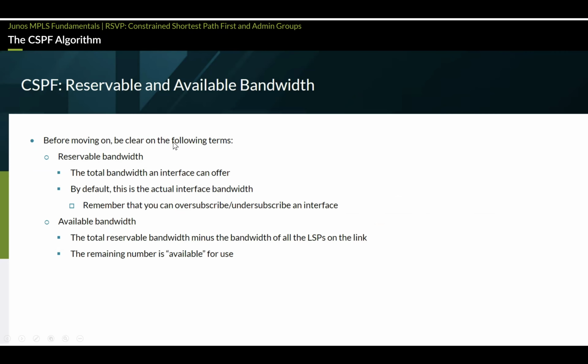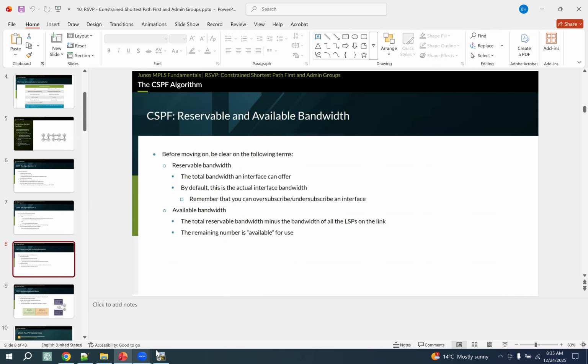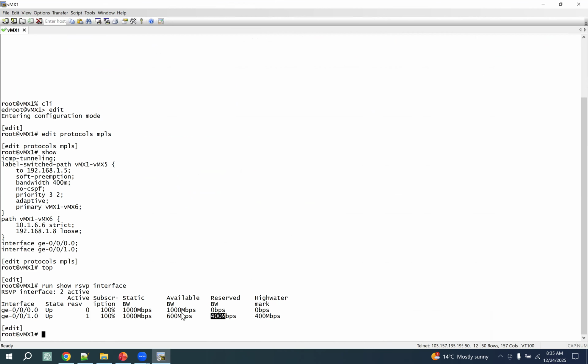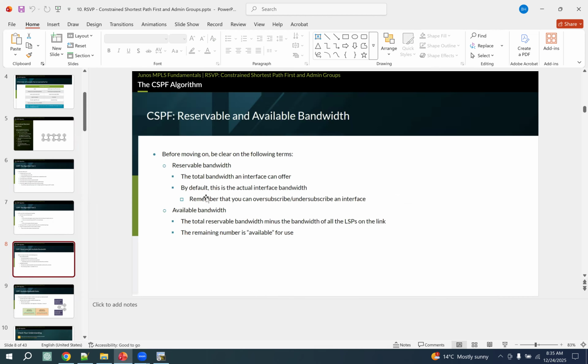So before moving on, be clear on the following terms. Reservable bandwidth. What is the reservable bandwidth? The total bandwidth an interface can offer. So in gigabit Ethernet, the maximum reservable bandwidth is 1000 Mbps. By default, this is the actual interface bandwidth. Remember that you can oversubscribe or undersubscribe an interface. You can do that.